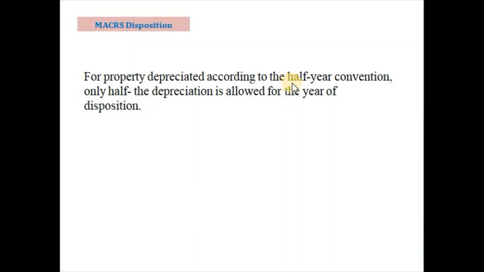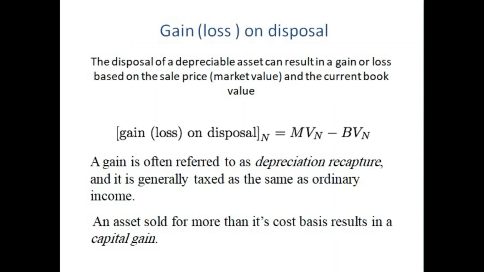We agreed that according to the half-year convention, any asset that will be disposed at a certain year, we will only allow half the depreciation. So when I say this asset is disposed, this means that I'm getting rid of it, I stopped using it. And at any year when I do disposal, this means that I'm going to get only half the depreciation. Now, when I dispose a certain asset, will I get a gain or a loss? When we dispose a certain asset, this might give us a gain or a loss.